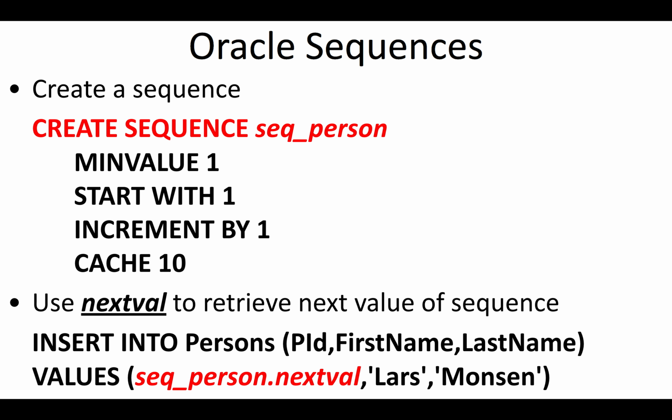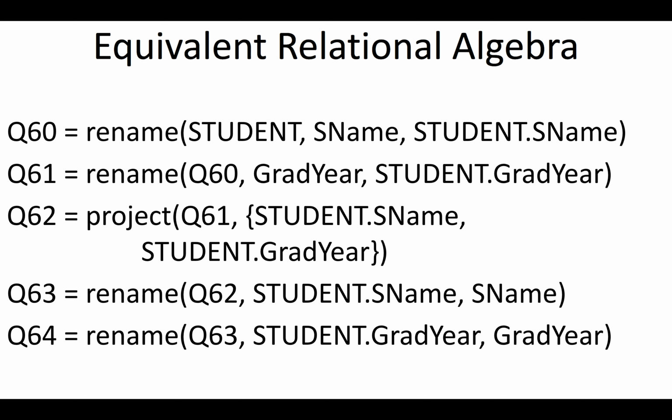We first create the sequence starting at a particular value, and then incrementing by some increment. And then with a person, when I insert, we would refer to the name of that sequence and get the next value in the sequence. Right? Kind of a weird hack there. But that's how you would do the same thing in Oracle.